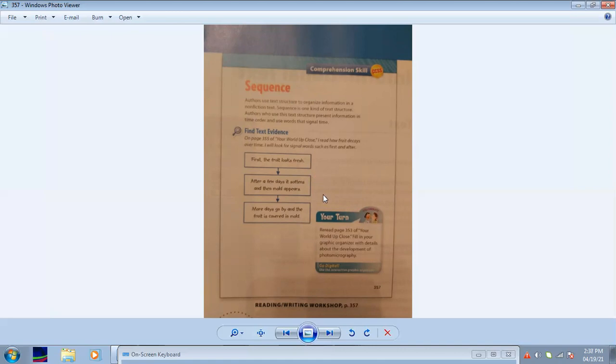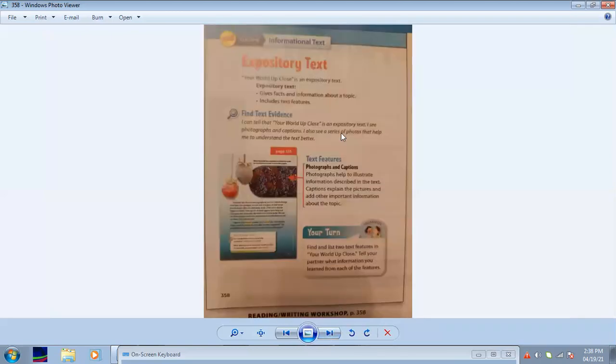Okay, so that's one of the text structures that are used to write. To use things to write in time order and use time order words to help your reader understand. Okay, so as a reader or a writer, time order words can help you, and writing in correct sequence can help you. Expository text, we know, gives facts and information about a topic.